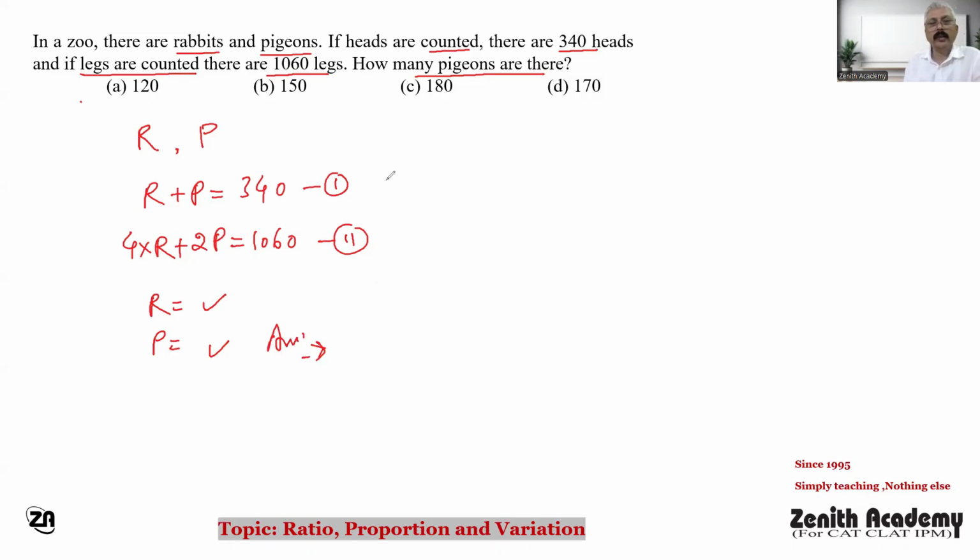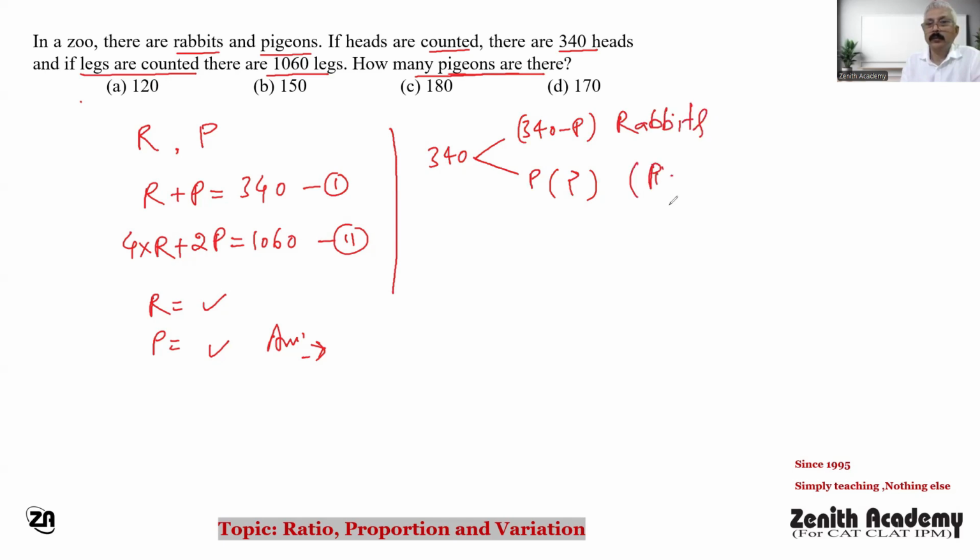Another approach is you can reduce the amount of calculation. Actually, here it is given, the number of pigeons is to be found. So there are 340 animals. Suppose there are P pigeons. This is to be found out. If there are P pigeons, then the number of rabbits will be 340 minus P. Okay, the rabbits. And here it is pigeons.